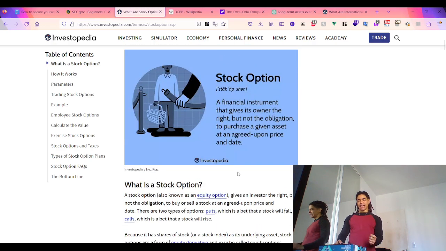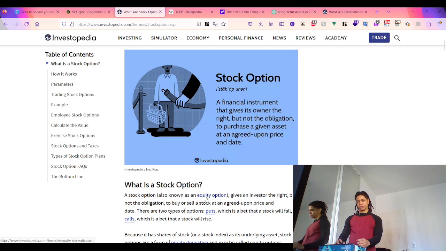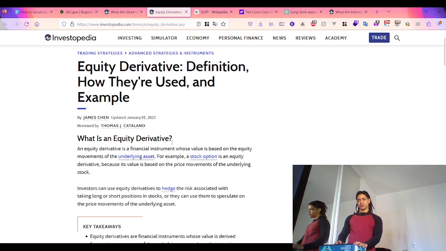A financial instrument that gives its owner the right but not the obligation to purchase a given asset at an agreed upon price and date. Okay, so you have the right to buy this, not the obligation, at a given agreed upon price and date. Okay, stock options. The stock options are also known as equity options, equity derivatives: definition, how they're used, and examples.